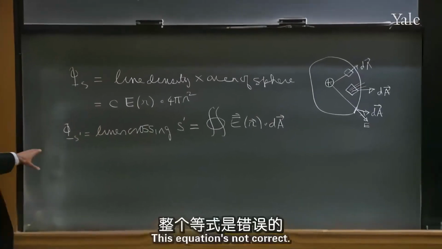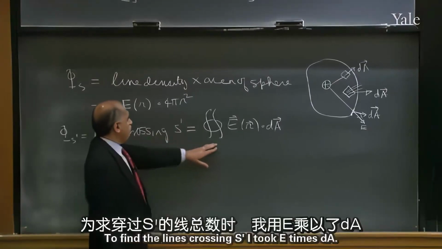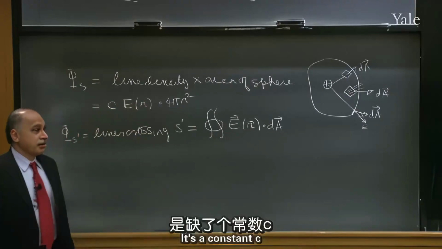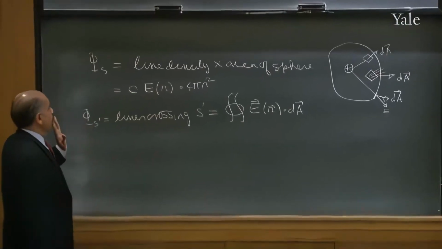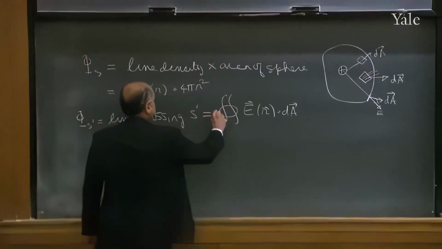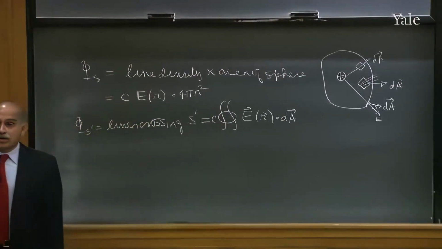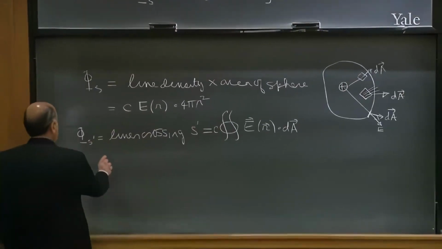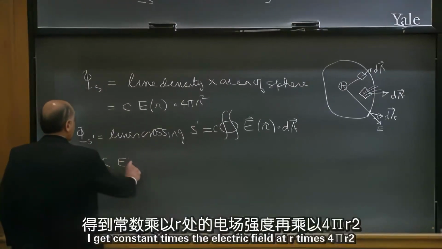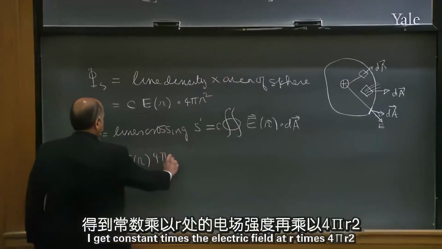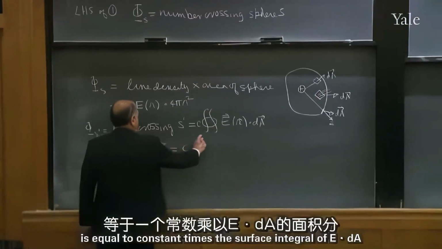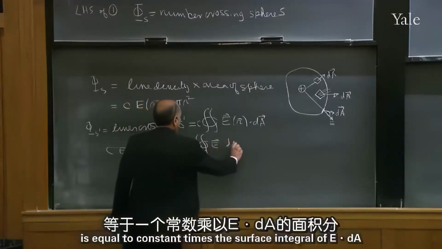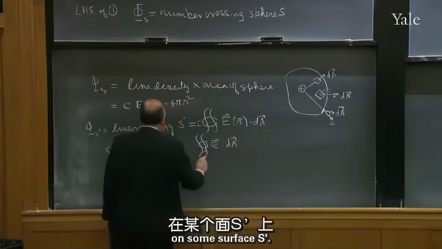This equation is not correct. To find the lines crossing x prime, I took E times dA. It's a constant C, because the line density is not simply the electric field, it's the constant. So I forgot the constant, but I knew that I would need it, because when I now equate phi sub s to phi sub s prime, I get constant times the electric field at r times 4 pi r squared is equal to constant times the surface integral of E dot dA on some surface S prime.